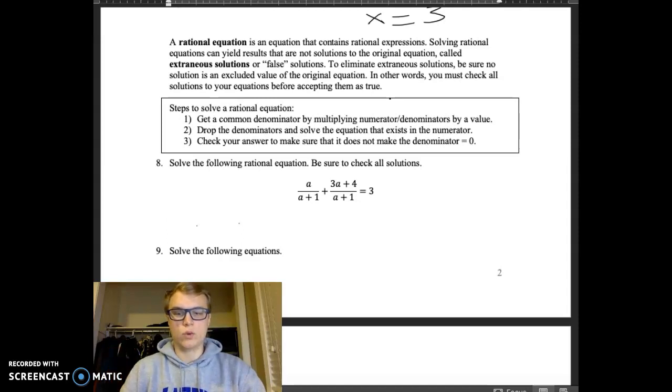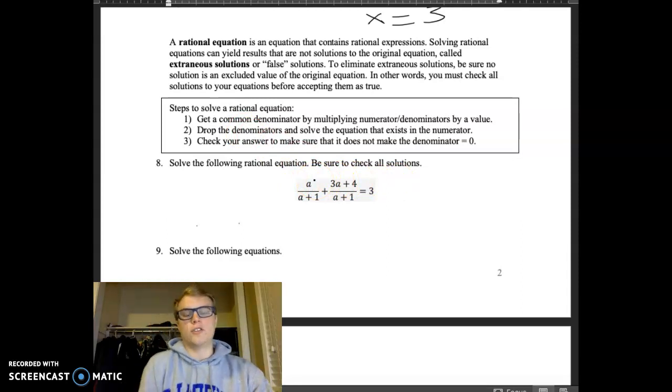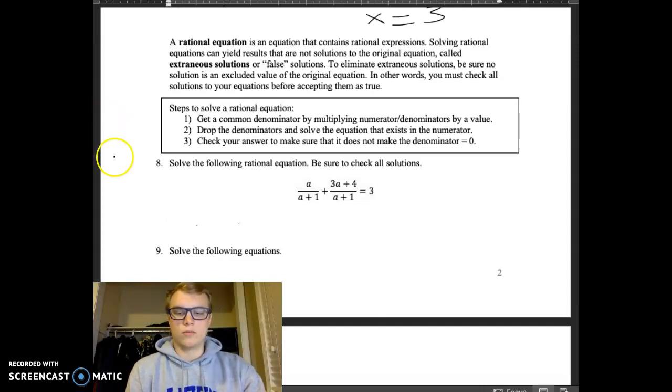Now we have to worry about our extraneous solutions or false solutions, just like for the radical inequalities or inequalities in general. But your steps are very similar to solving fractions. So we get our common denominator. Then we drop our denominators, only focus on the numerator, and then we have to check our denominators to make sure that our solution doesn't make it equal to 0. Okay? So for this first one, for 8, we'll do it together.